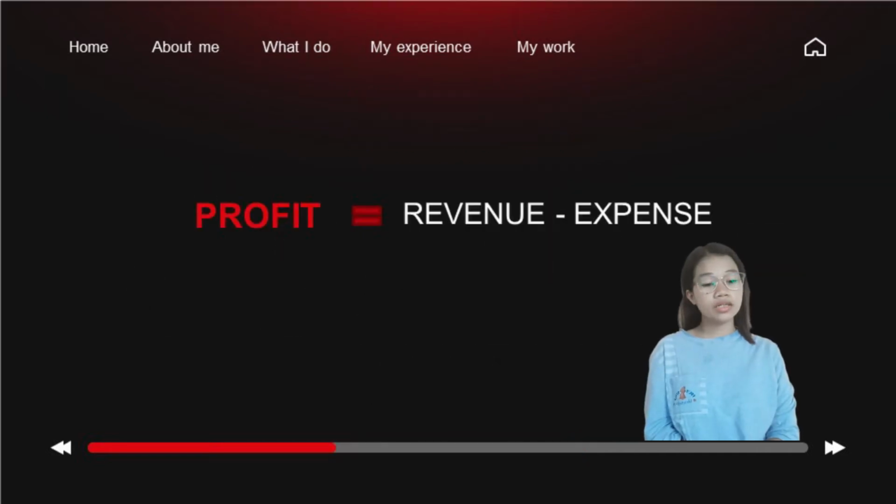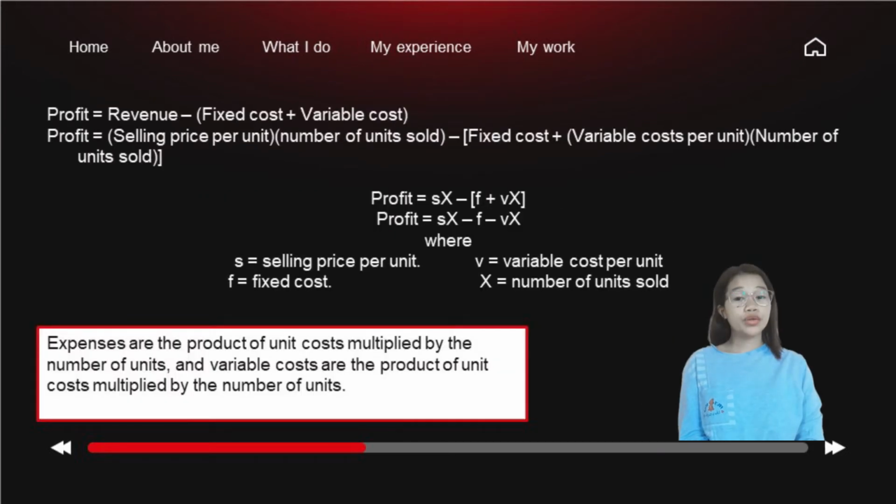Let's take a look at a simple mathematical model of profit that flashes on the screen. Profit equals revenue minus expenses. We all know that this equation is the basic equation of profit. As you can see, there is another equation of profit. Profit equals revenue minus fixed cost plus variable cost.